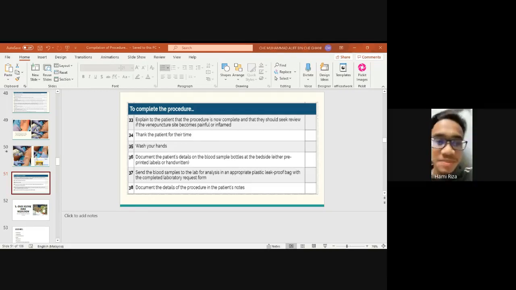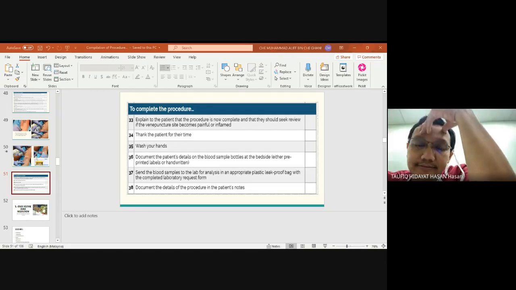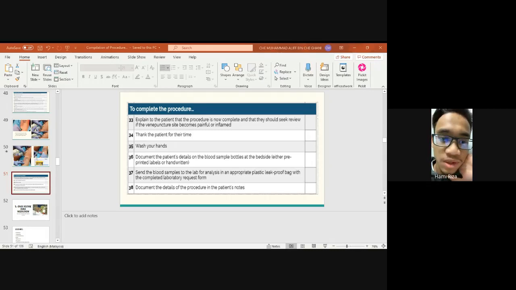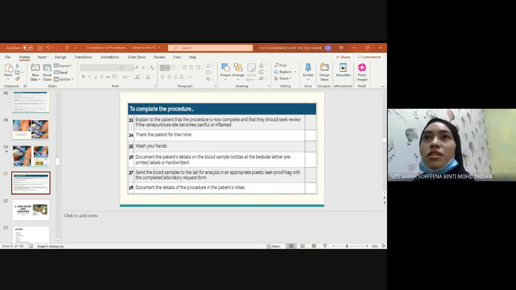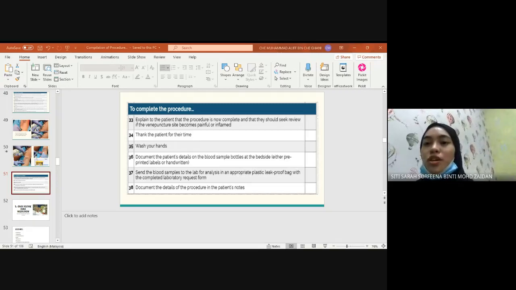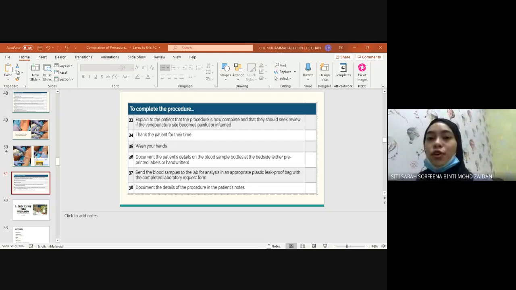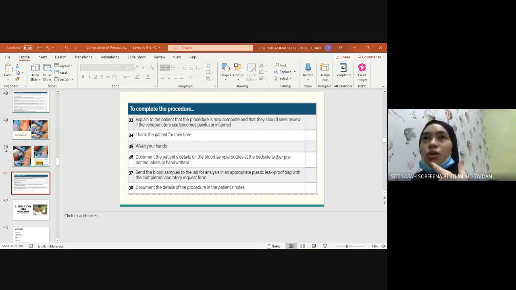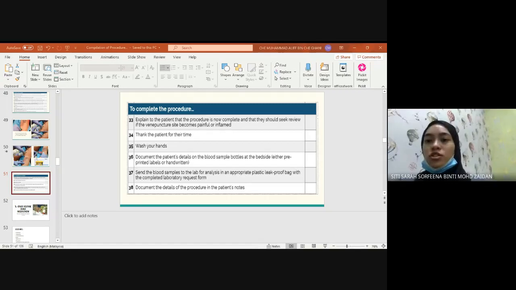Sarah, can I ask? Yes. Apart from the median cubital vein, are there other possible sites for blood C&S, or is that the only one? I think other sites are possible too, but mostly I saw the doctors take from that area, because the amount of blood that we need to take for blood culture is quite a lot. So the easiest access is at the antecubital fossa.